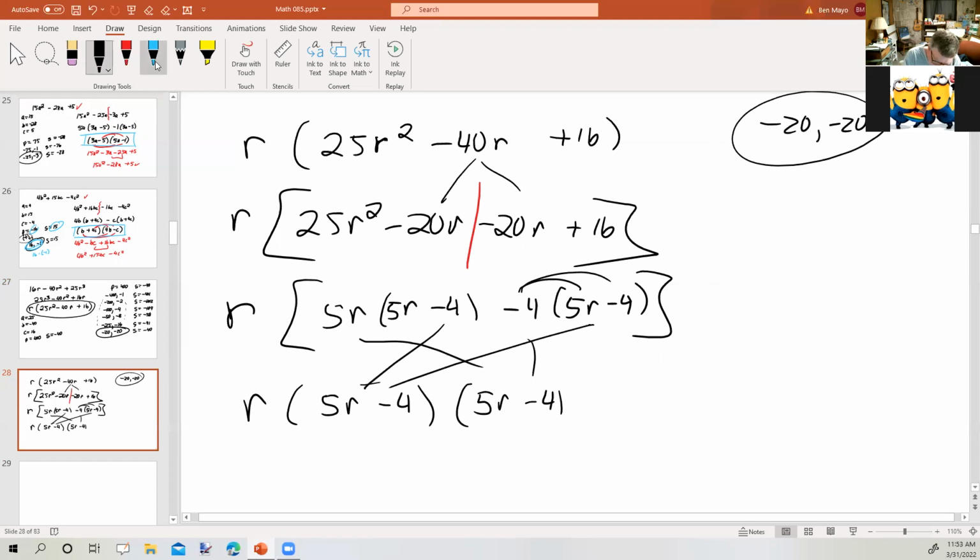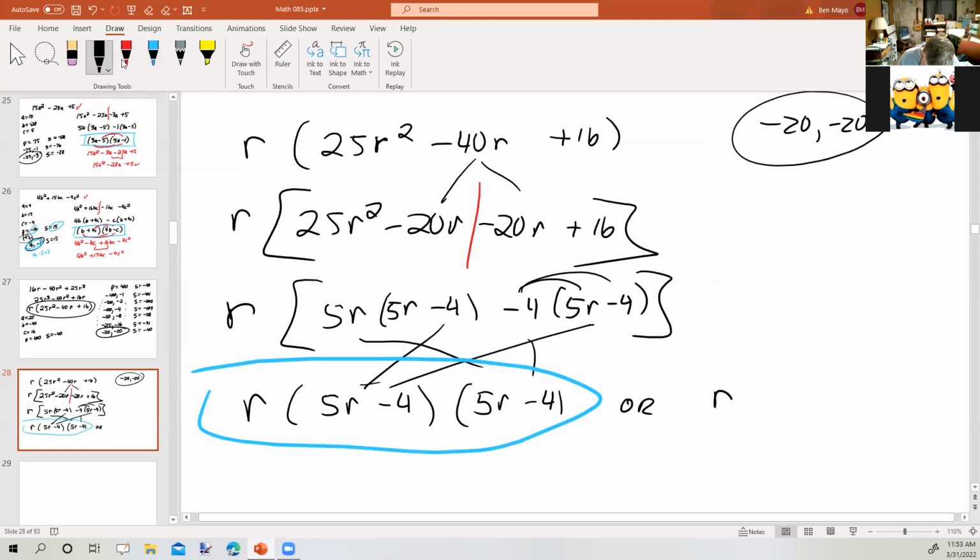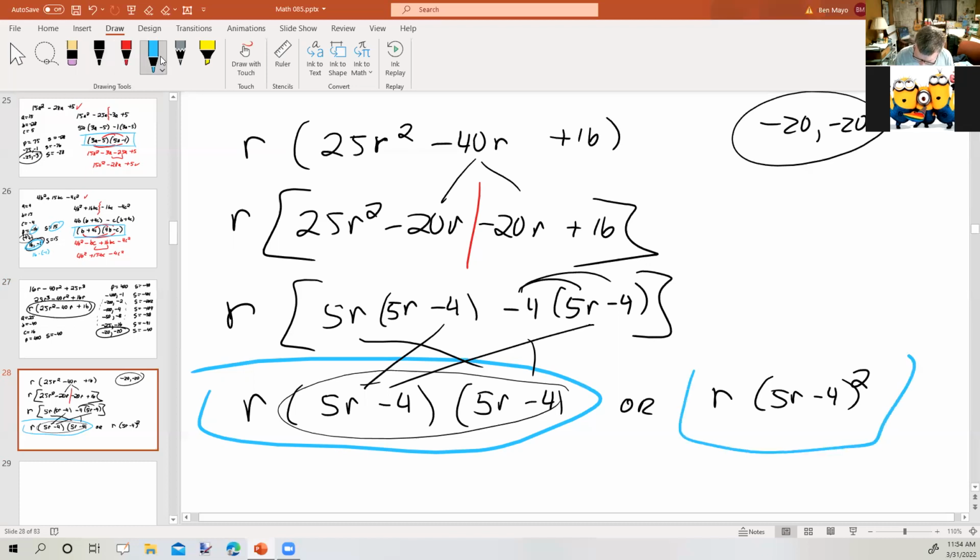Now, I could write my answer like this, or I could write it like that, because I have two identical factors of 5r minus 4. So either way should be correct. Any questions about that example? Okay, let's take a look at another one.